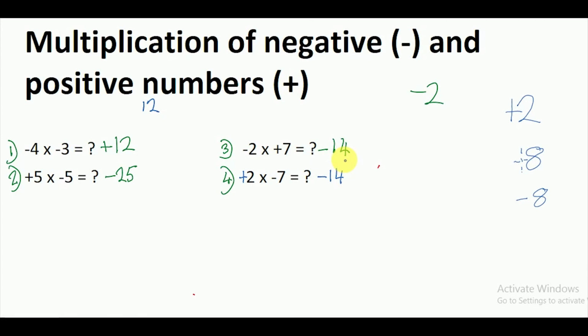So the first thing you have to do is multiply the signs first of all. That is the first thing you have to do. Multiply the signs first of all, then move to the numbers, then you get your answer.